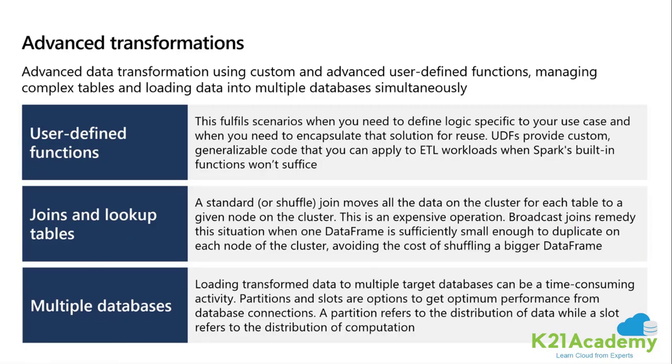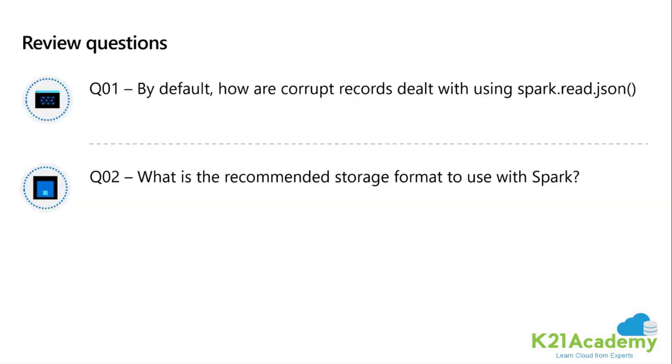And the third thing you have to remember is that partitioning is possible and slot option is possible. Partitioning refers to distribution of data and slot refers to distribution of computation. So, a couple of questions over here. FYI, by default, how are corrupt records dealt with in spark.read.json? One column will get created automatically, called the corrupt record column. In that column, we'll come to know which records are corrupt. They appear in a column called _corrupt_record. So it handles it and tells us that these are corrupt records, and we want to do something with them.